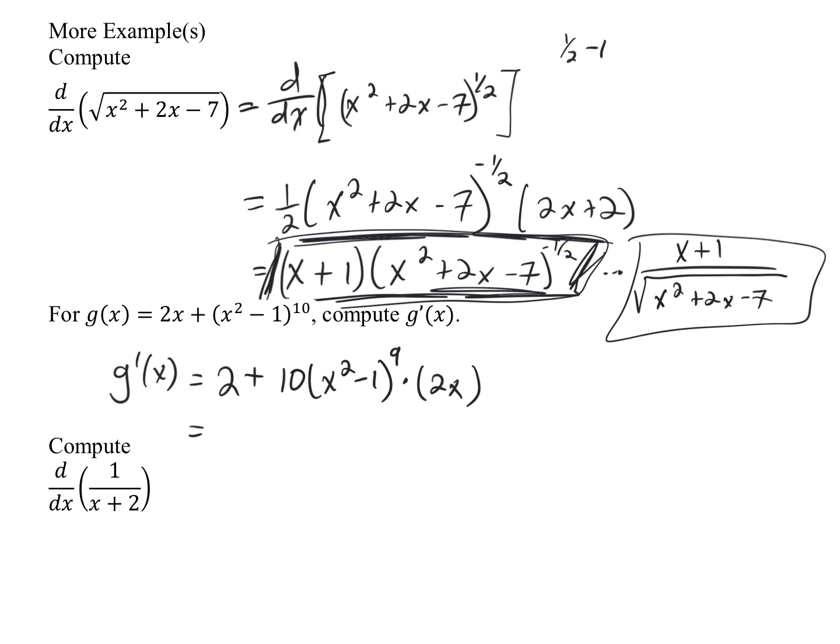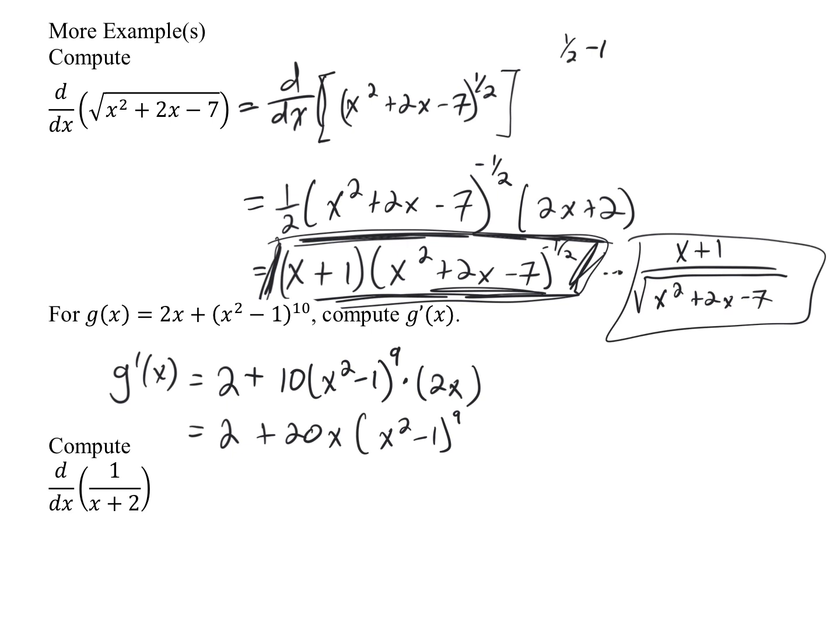The only thing we can simplify, though, is 10 could be multiplied to the 2x, and what we're going to get is 2 plus 20x times x squared minus 1 raised up to the 9th. Again, because there was this exponent, nothing that's outside could get distributed in, because that exponent of 9 kind of locks it all in together.